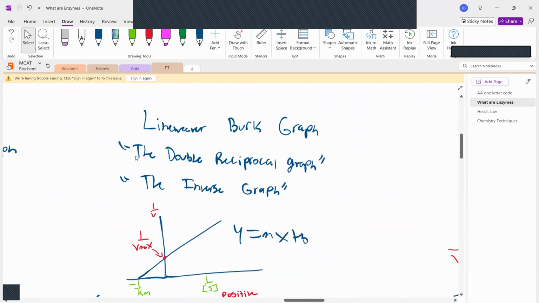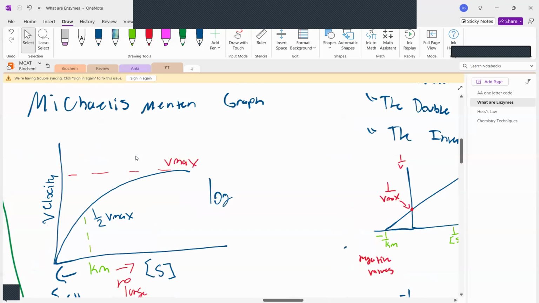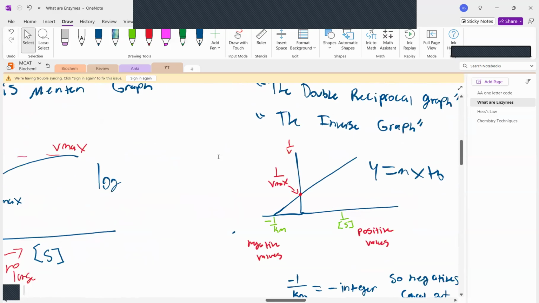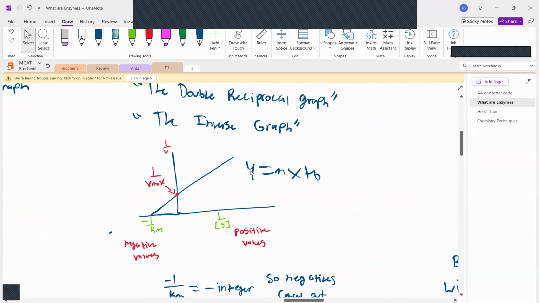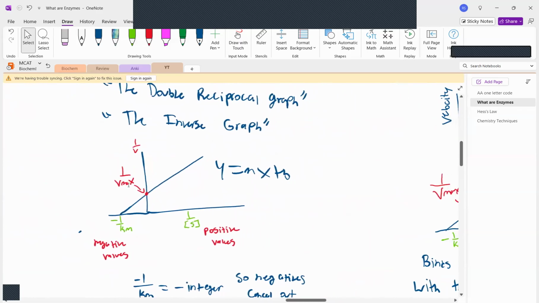And then you have the Lineweaver-Burk graph. This is also called the double reciprocal graph. As you see here, I forgot to say this is a log function graph, right? It starts to level out, reaches an asymptote. Whereas this is just y equals mx plus b, so it's really easy. It's just linear, whereas this is a lot harder to read than the Lineweaver-Burk.